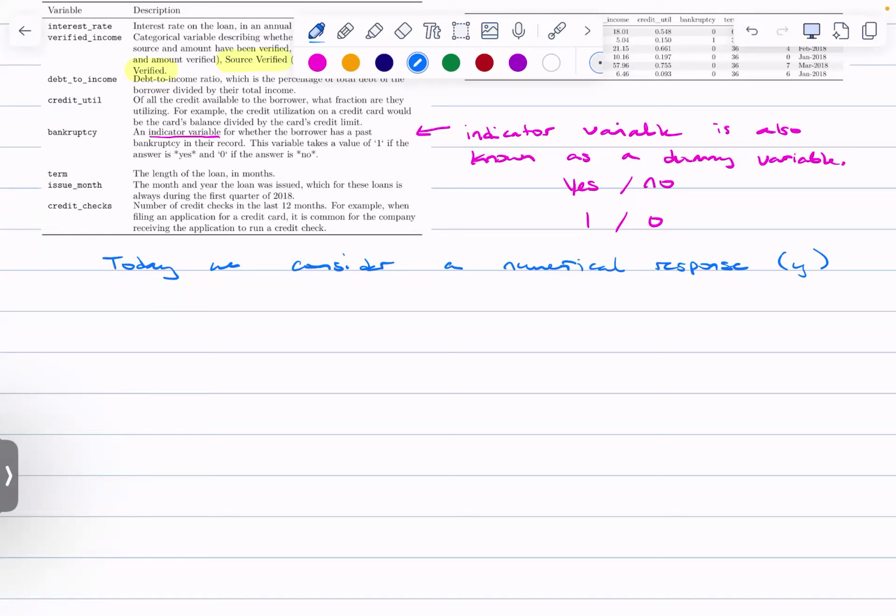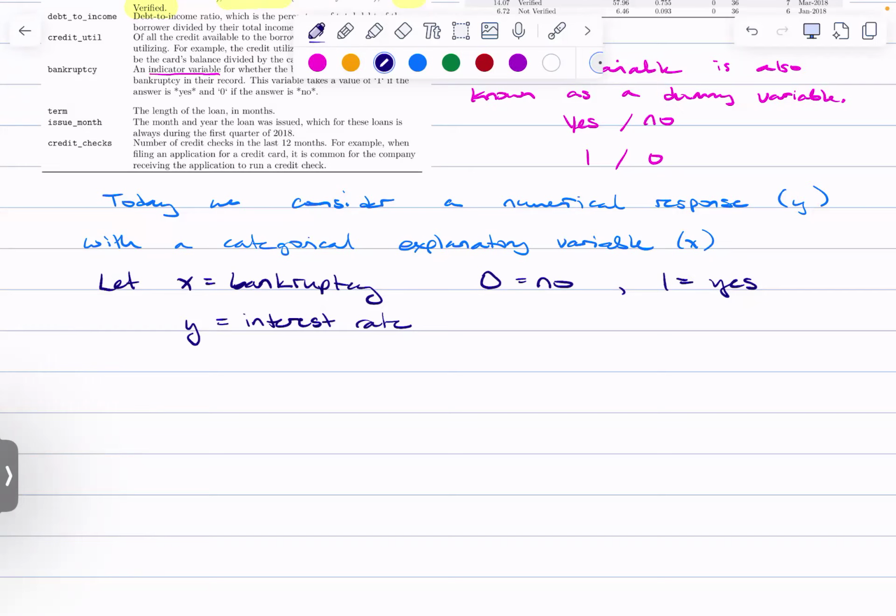Okay? And what our model is going to look like, because our X is the bankruptcy, we can build our model Y hat, which we're going to predict. Let's do that, and let Y be the interest rate, which is a numerical response. Okay. So we want to predict the interest rate depending on if they have declared bankruptcy in the past or not.